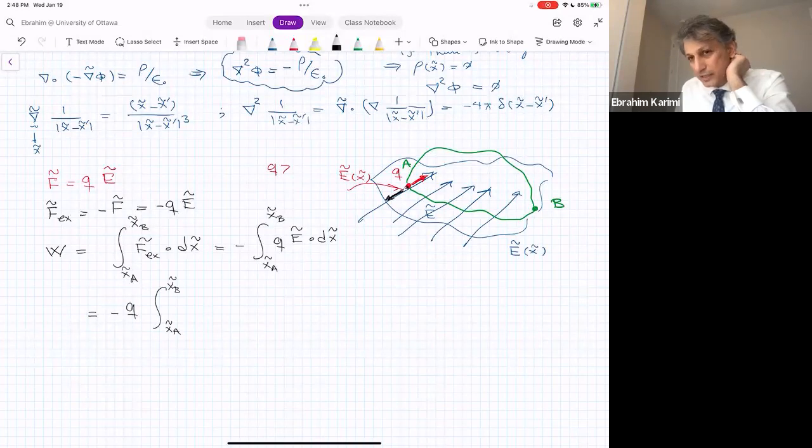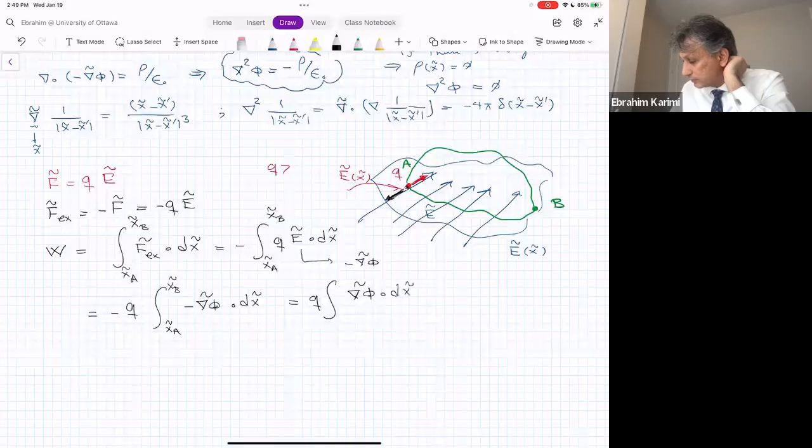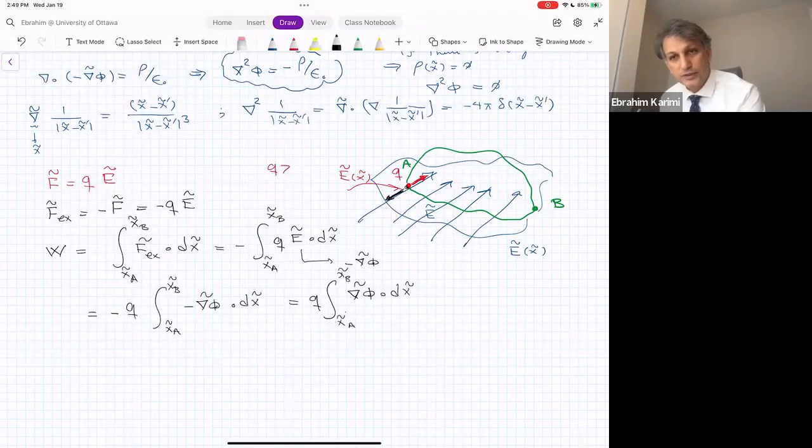which in the electrostatic case is given by minus the gradient of phi. So the electric field is given by minus the gradient of a potential, dot dx. Then I will have the integral of Q, with a positive sign, times the gradient of phi dot dx, from xA to xB. Any questions so far, or is it clear?